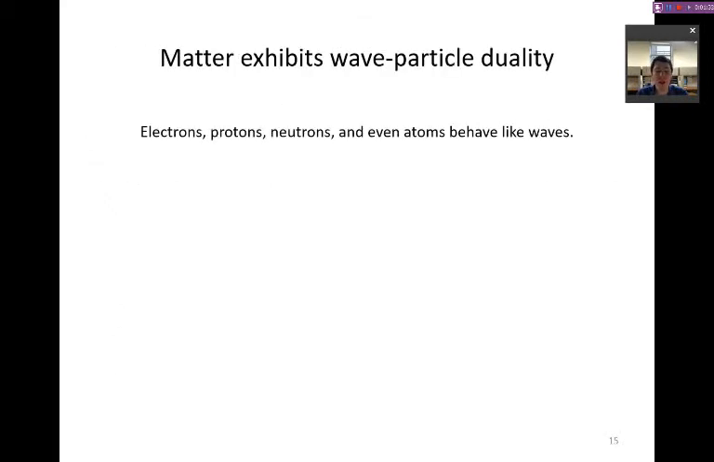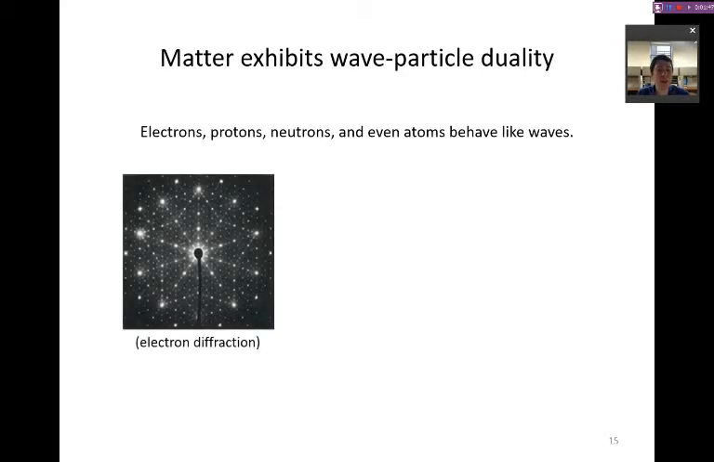It turns out that not only does light behave as both a particle and a wave, but so does matter. Electrons, protons, and neutrons, and even atoms, we can see them behaving as waves. There's a technique called electron diffraction. Similar to diffraction with light, where you send the light through a narrow slit and it bends off at different angles with constructive and destructive interference, we also can see that same effect with electrons. And this provides us evidence that electrons, which are a particle, behave as a wave as well.